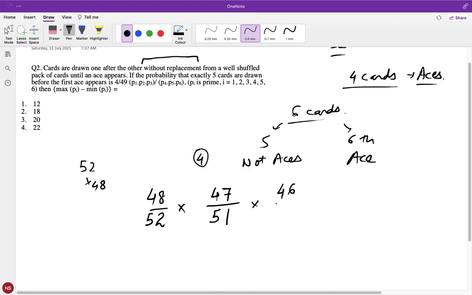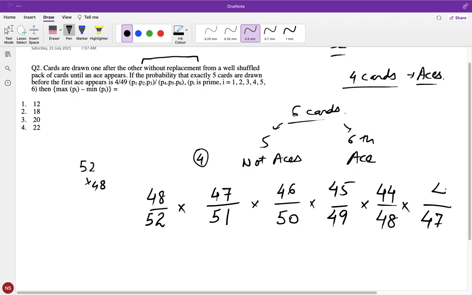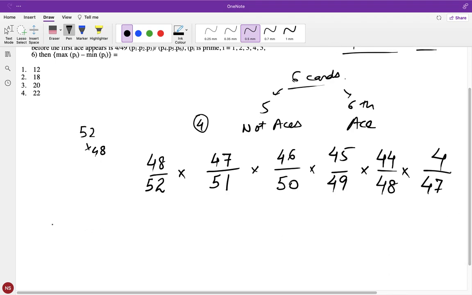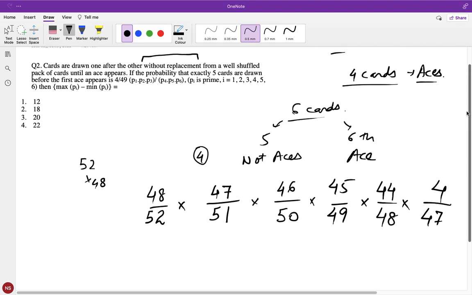Similarly, for the third card it would be this. For the fourth card, it would be this. Fifth card, it would be this. Now, when it comes to the sixth card, I have drawn an ace. The number of aces is 4. So this is the total probability. And this is given to me as 4 by 49 into P1, P2, P3 by P4, P5, P6, and all these P1, P2, P3, P4, P5, P6 are prime numbers.